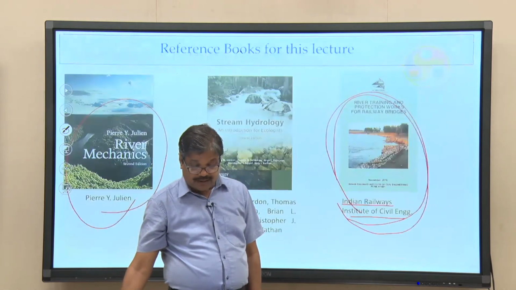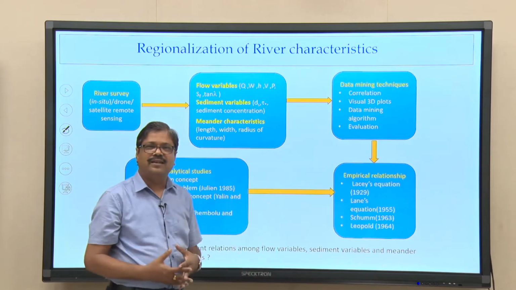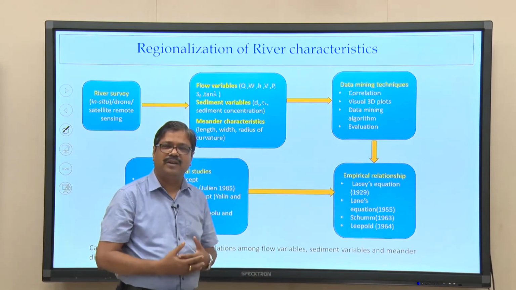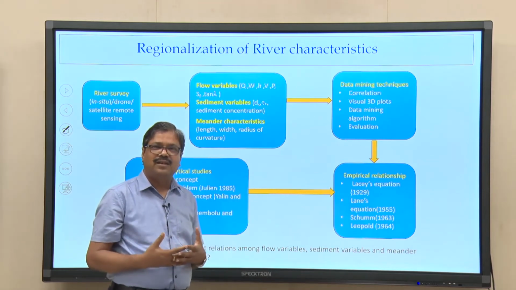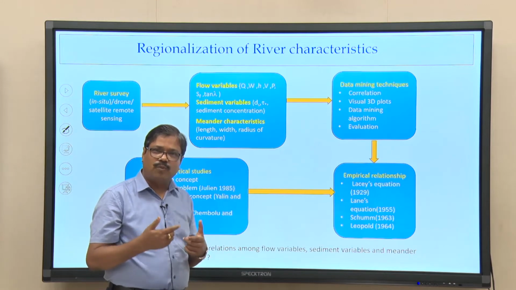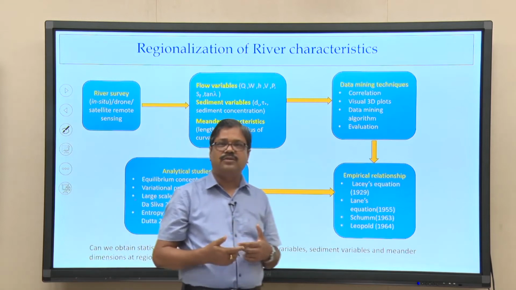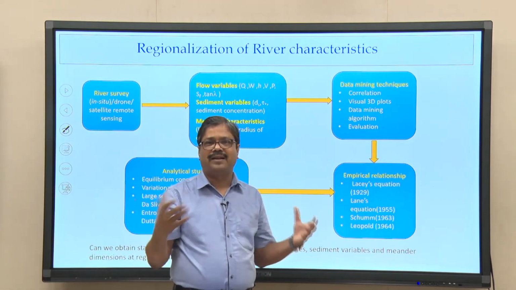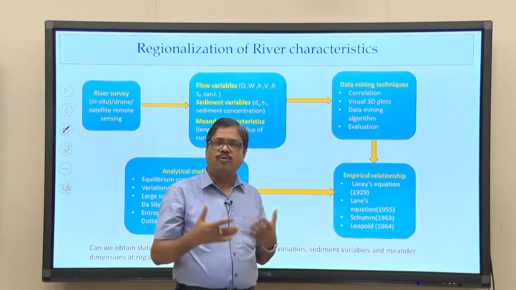Now, we will look at the concept. If I look at the river, it has n number of degrees of freedom. That means we can visualize that the river has n number of degrees of freedom in terms of flow variables, sediment variables, and meander channels; the river bend has variability. So, how do you do it?